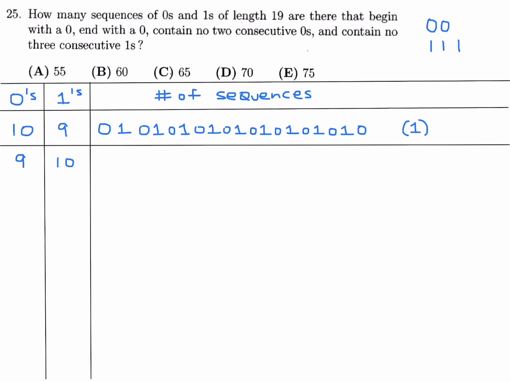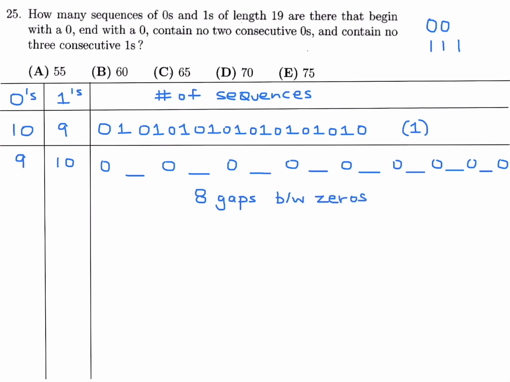Okay, so now let's talk about this. I have 9 zeros, so 0, 0, 0, 0, 0, 0, 0, 0, 0. Okay, but how do I place those ones? I've got 8 gaps. 1, 2, 3, 4, 5, 6, 7, 8. So there's 8 of these gaps between the zeros. And I've got to place those 10 ones in those 8 gaps. But how do I do that? Well, there's 8 gaps and there's 10 ones, so I'm going to have to double up on 2 of them. So for example, if I put 1 1 here, then I can put individual ones in all the others, and that'll add up to 10. 1, 2, 3, 4, 5, 6, 7, 8, 9, 10.